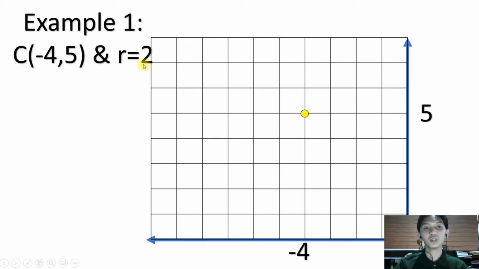Next, r is equal to 2. That means we have to count 2 units from the center to the left, to the right, upward, and downward. So it will look like this, and we plot points. After that, the last step, we're going to draw the circle itself. So we'll just connect all these dots. So this circle will look like this.